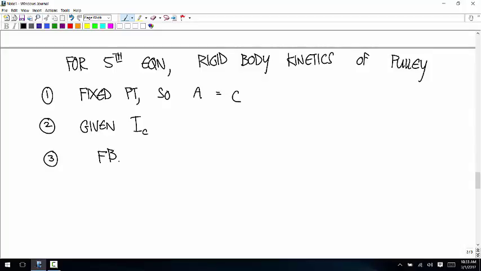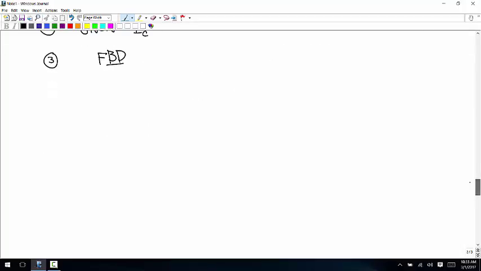Third is the free body diagram. So there's the pulley. We have some unknown force in the middle, I'll just call it F. We have a weight acting down from the center. This isn't going to come into our equations, but I'll call it mass of pulley times weight.